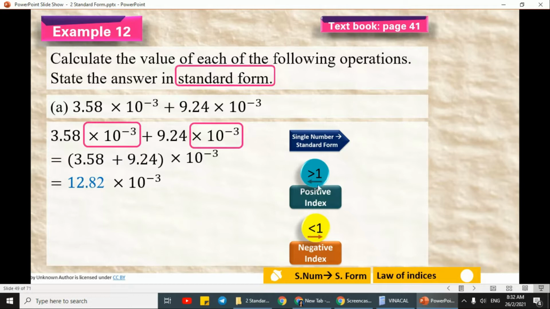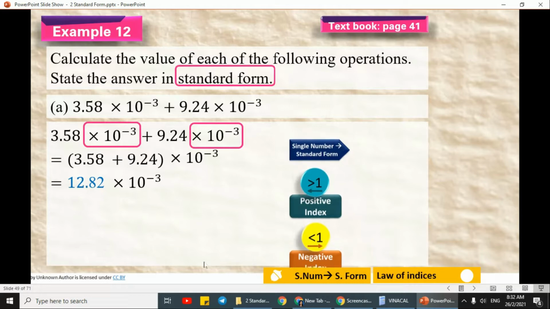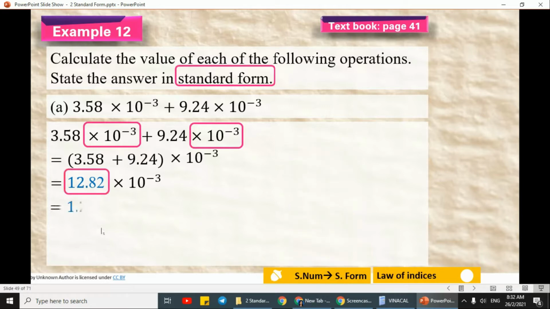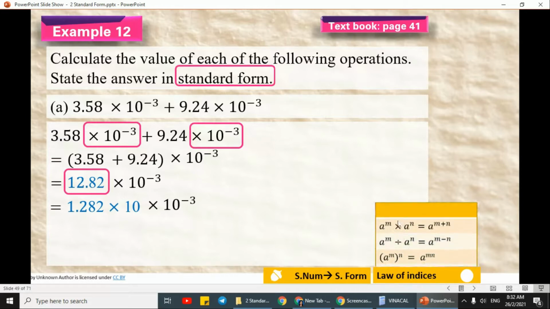So we move the decimal point to the left, then the index is positive. We move one place. So it is 1.282 multiplied by 10. Then at the back, copy back. Now let us check. They have the same base and we can simplify their powers. According to the rules of multiplication, we can simplify the indices by adding them.